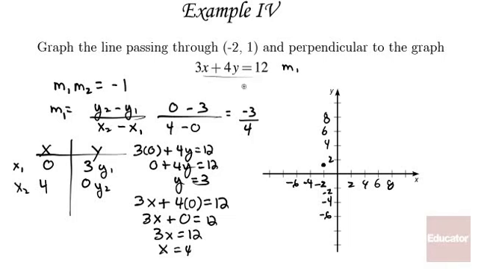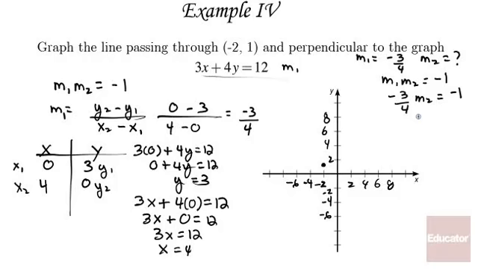And I know that the line I'm looking for, which is going to have a slope M2, is perpendicular to this line. So M1 is equal to negative 3/4, and I'm looking for M2. M1 times M2 equals negative 1. Substituting, negative 3/4 times M2 equals negative 1. I'm going to multiply both sides by negative 4/3, and that gives me M2 equals 4/3.